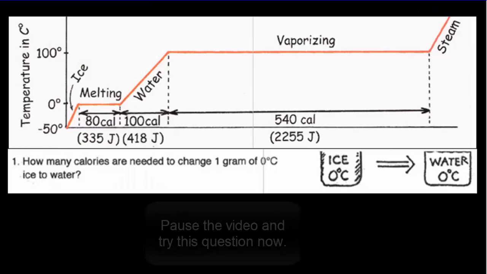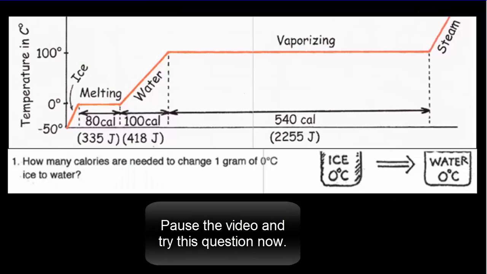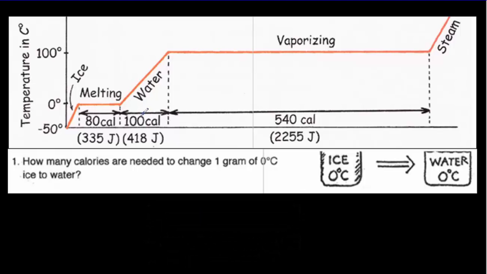Okay, let's come back to our heating curve. Using the heating curve, how many calories are needed to change 1 gram of 0 degree ice to water? Pause the video, try that question. Well, here's ice at 0 degrees, and here's the ice all melted into water, also at 0 degrees. And you can see it takes 80 calories to melt 1 gram of ice.